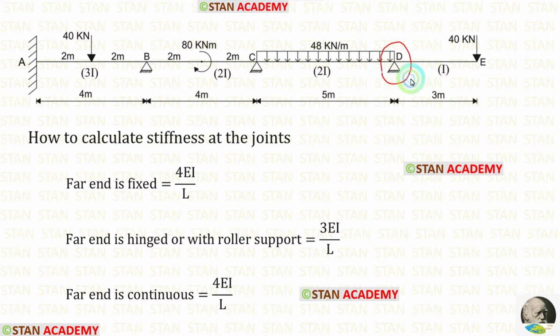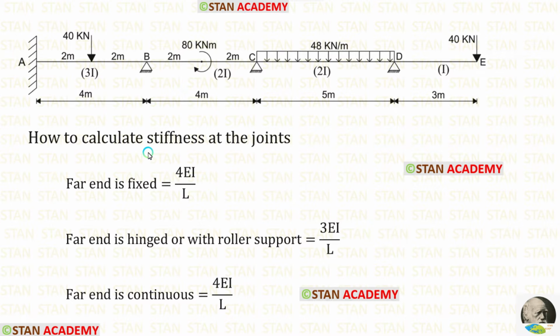In the joint D, we don't have to find the distribution factor because on the right of D there is overhanging. In this case, we can easily say the distribution factor. The distribution factor for the overhanging side will be 0 and on the other side it will be 1. So the distribution factor for DE is 0 and for DC it is 1. In this case, we have to find the distribution factor only in the joint B and the joint C.